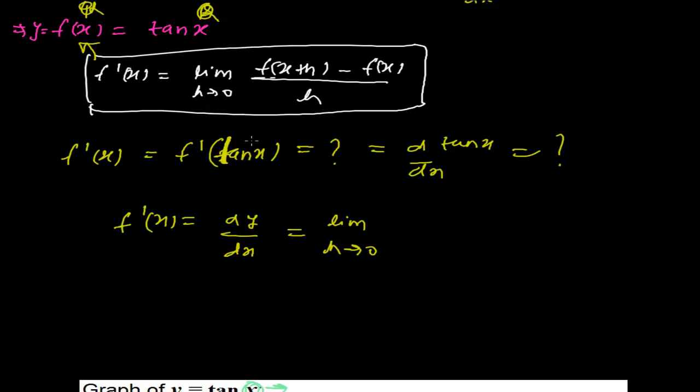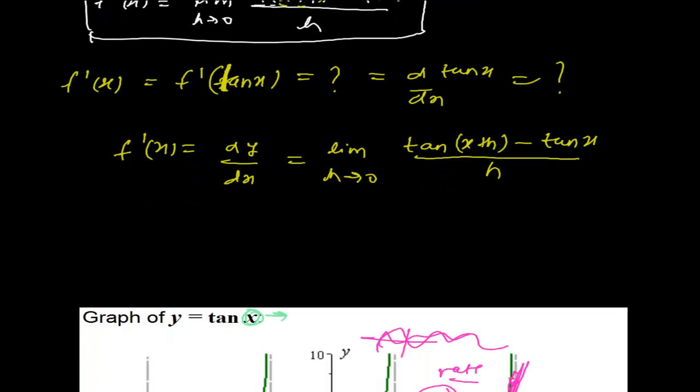Now in this question, I'm going to insert x plus h, so I'll be getting tan of x plus h. And that's f(x+h) minus f(x). Here f(x) is just equal to tan x, so it will be tan x, the whole divided by h.